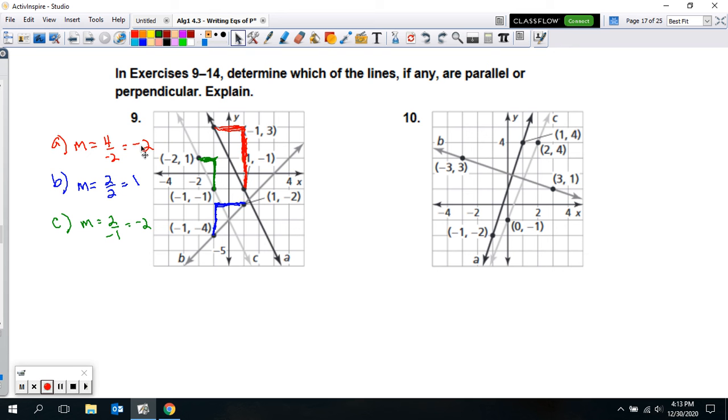So as we compare these, we can definitely see that A and C have the same slope. They're parallel. And B is not perpendicular to either one of those. In order for B to have been perpendicular, it would have to be a positive 1/2 slope. If B was that, then it would be perpendicular to those two. So all we can say here on this one is that A and C are parallel, and then we move on. So go ahead and pause the video, do the same thing for number 10, see if you can find any of the lines that are parallel or perpendicular.